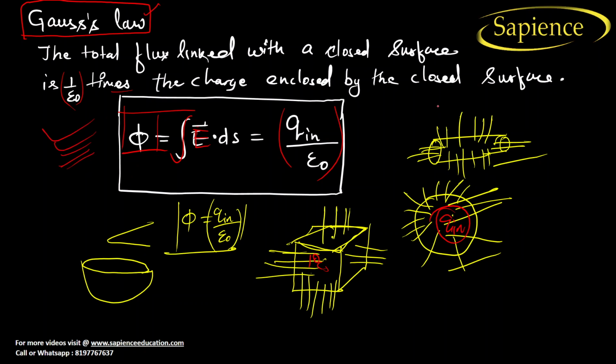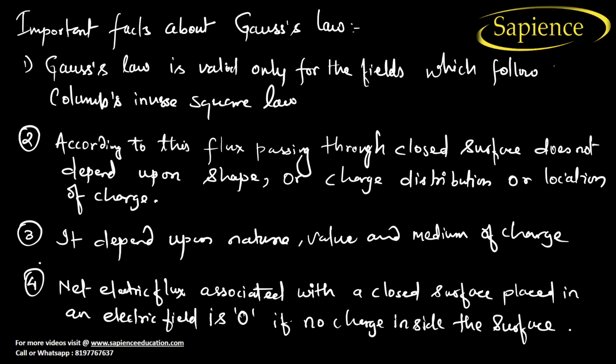Now always try to remember that this is applicable only for a closed surface. Don't forget while applying this. So this is the basic formula as well as the basic principle of the Gauss law. Now, let us consider the important facts about the Gauss law. Gauss law is valid only for a field which follows Coulomb's inverse square law, that is F is equal to K Q1 Q2 by R square.